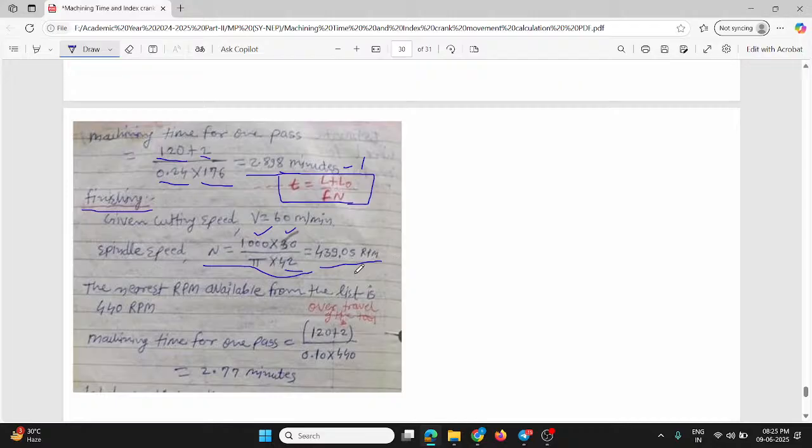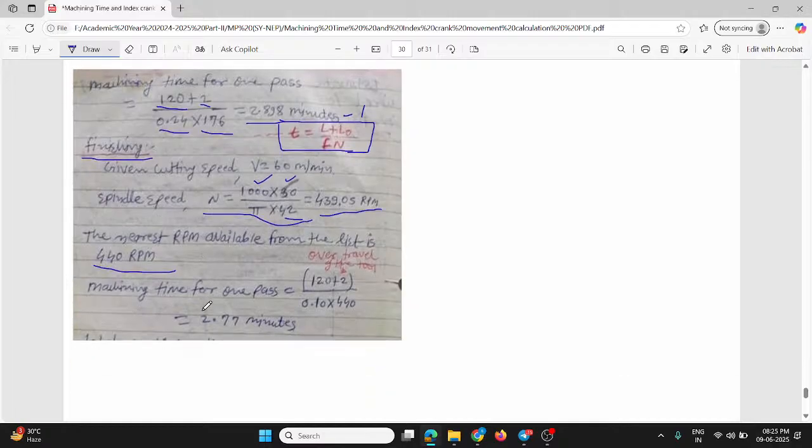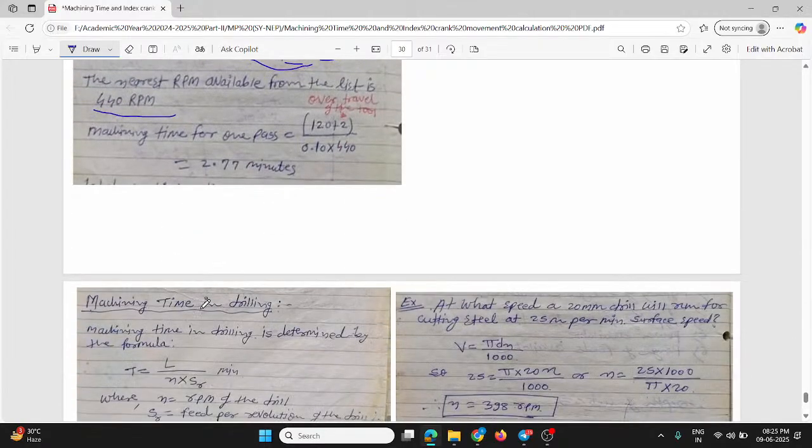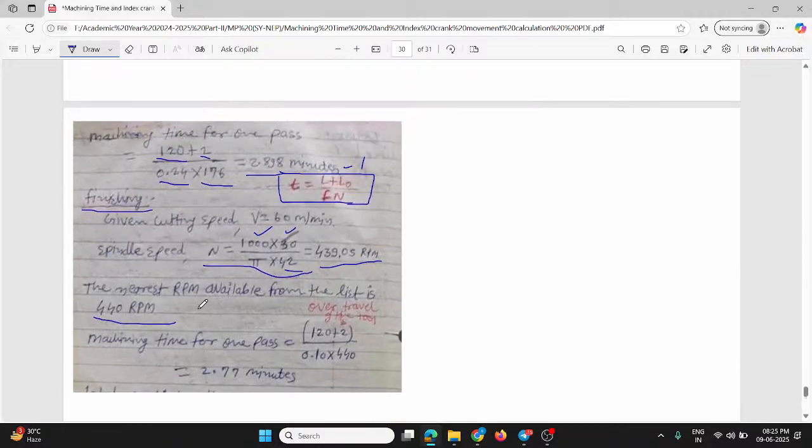Again you have to see whether the rpm which we have calculated is available on the lathe machine which is mentioned. This particular speed is not available. So again, the same thing: you have to take the nearest rpm available from the list, and the nearest rpm available from the list is 440 rpm.